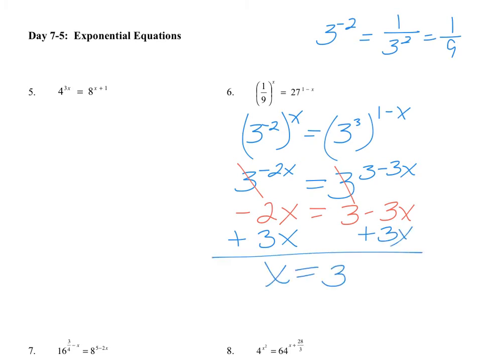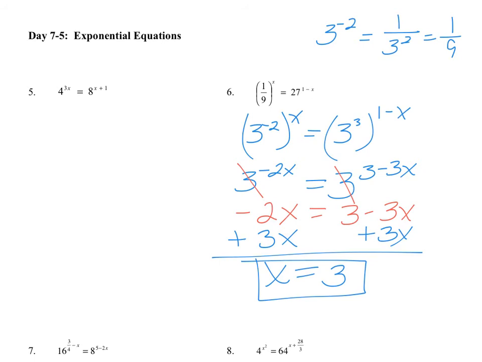Then I'm actually going to take 3 and plug it in. So in the calculator, I'm going to go 1/9 raised to the third power, enter, keep that answer on my screen. Then I'm going to go 27 raised to the, well, what's 1 minus 3? You're right, negative 2. 27 raised to the negative 2 power, enter. Do the answers match? Yes, they do. So x equals 3 is my answer.